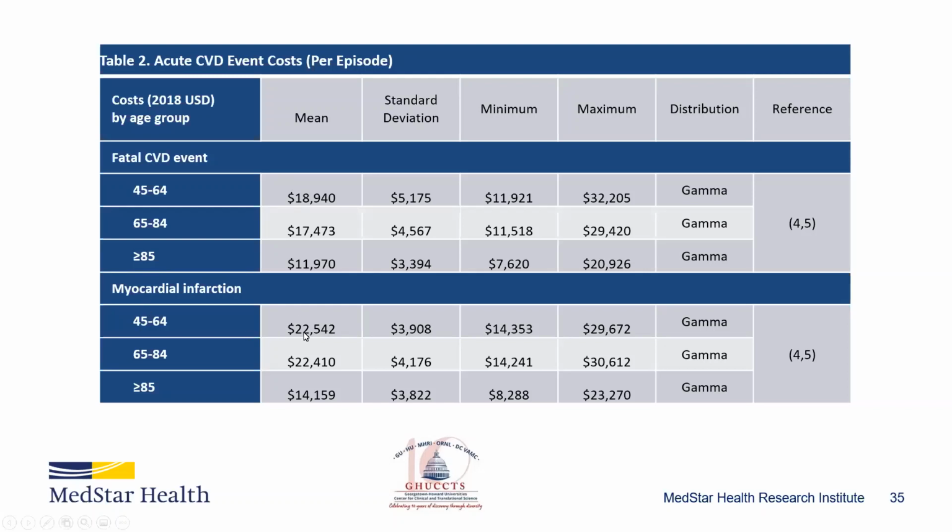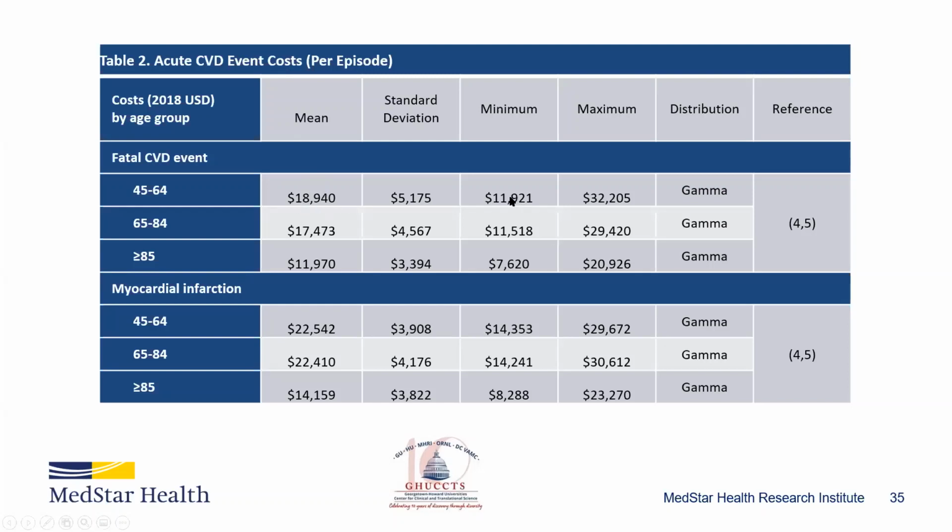And then I have another example here for a non-fatal MI for the same age range, the cost is $22,542. So when we do our cost-effective analysis and just calculate what the cost might be, we're going to use the average cost here. But of course, this can vary, as you can see.